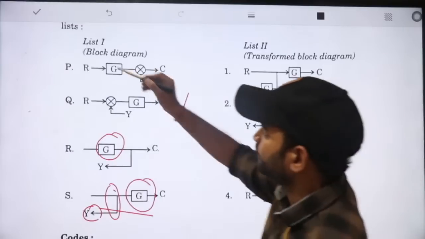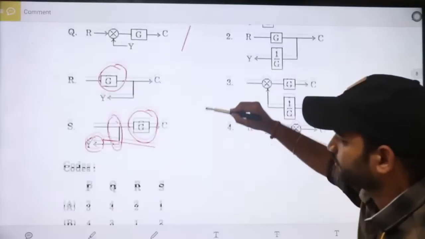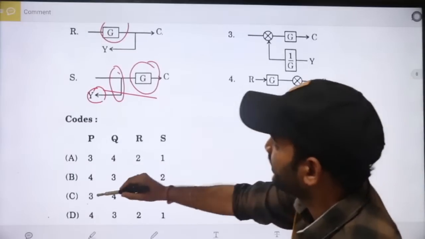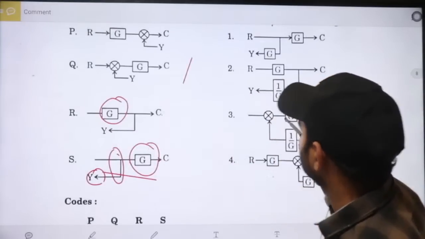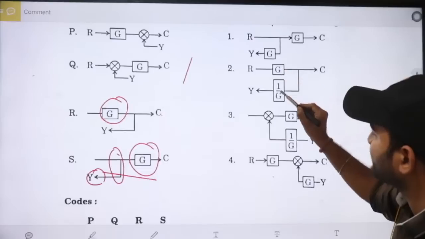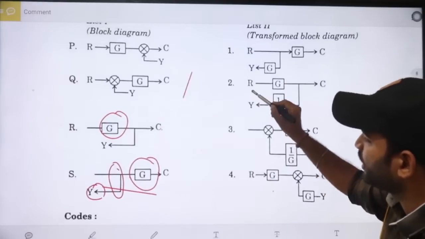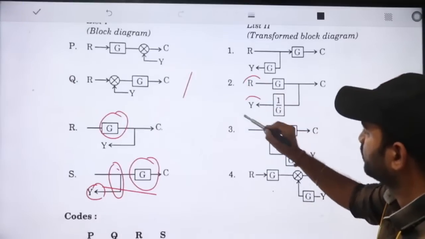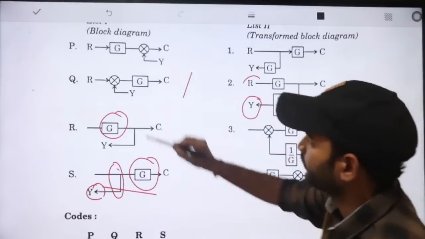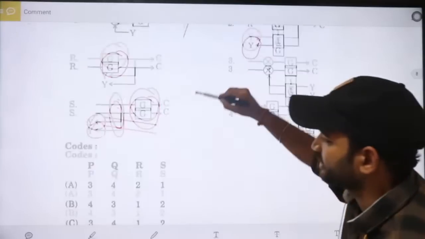So see here. For option C, if R is 1 and you multiply Z into 1 by Z, you will get 1 for the output value of Y. So that's why the answer will be C for this question.